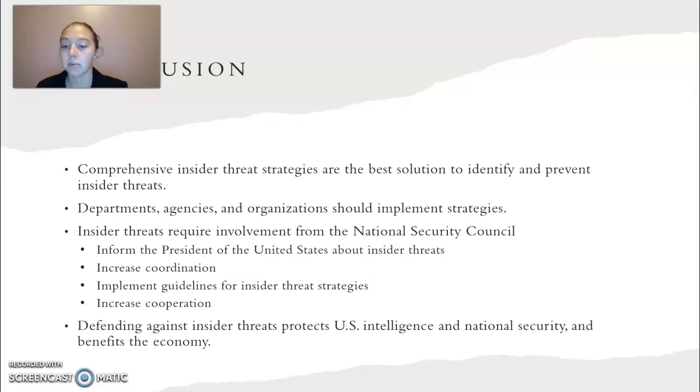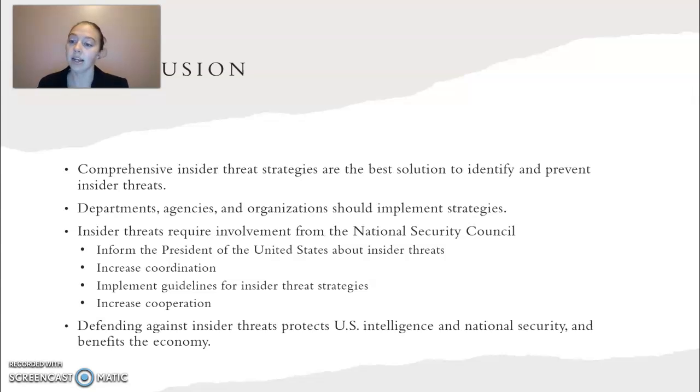It will increase cooperation between departments, agencies, and organizations. It will increase coordination between these organizations. And the National Security Council can help the President implement a comprehensive guideline for an insider threat strategy. So all departments, agencies, and organizations can follow one specific guideline instead of developing their own, which may be lacking.